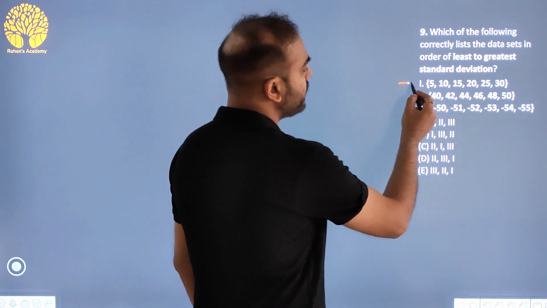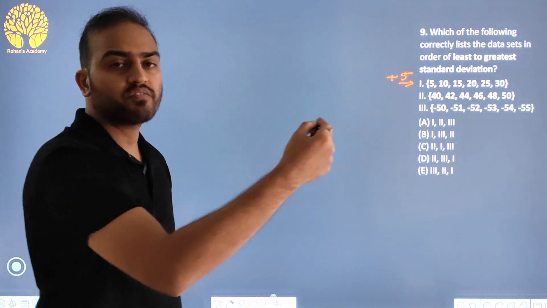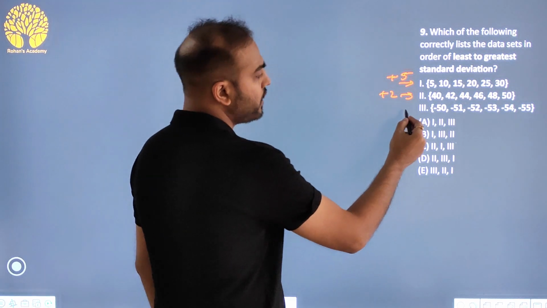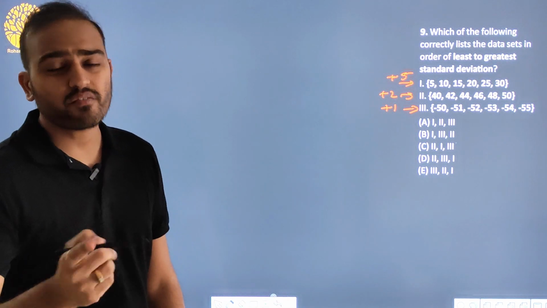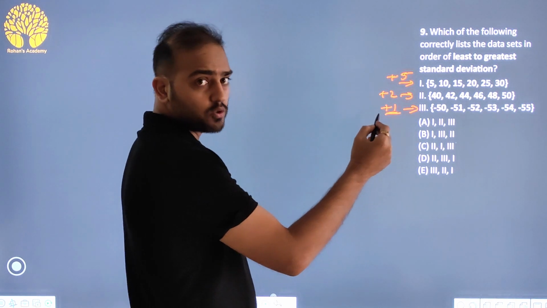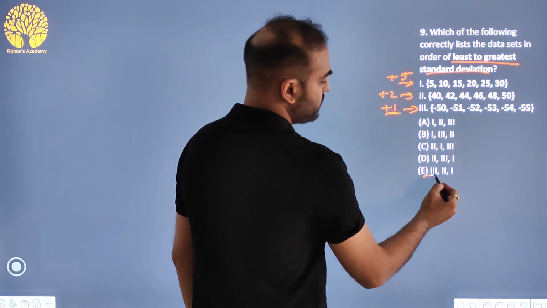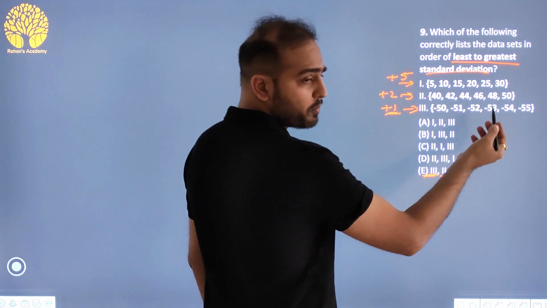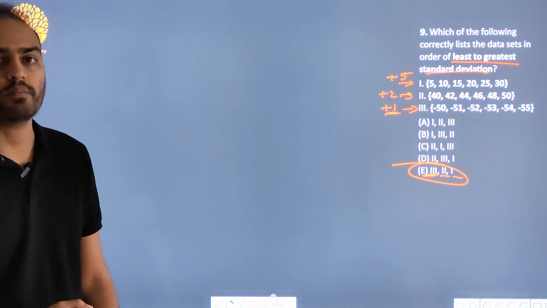So if you look here in data 1, they are all in AP, but the difference is 5 for each term. Here the difference is 2. Here the difference is 1. Remember, positive or negative does not really matter. Since the values are closer here, we want least to greatest. Data set 3 will have the lowest, followed by 2 and 1. So least to greatest will be 3, 2, 1.